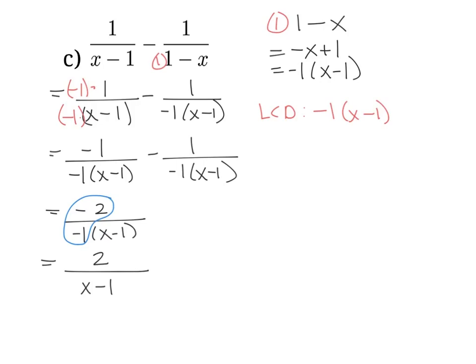So these two expressions subtracted just simplify to this one expression, 2 over x minus 1. We've got to include our restrictions. In this case, our restriction is that x can't equal positive 1.